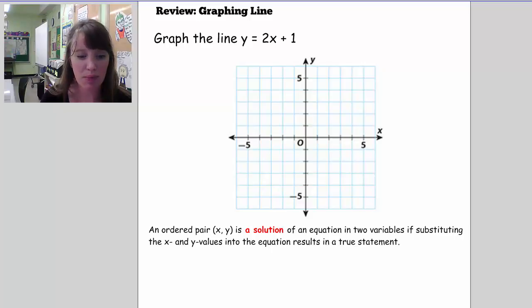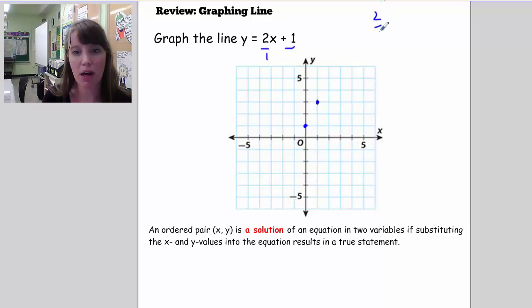Okay, so remember that when we have a line like y equals 2x plus 1, if we were to graph this line, remember that this is the y-intercept. So the first thing I do is I plot the y-intercept. And this right here, if I make it into a ratio, it's the slope. So I go from the y-intercept up 1, 2, and over 1.